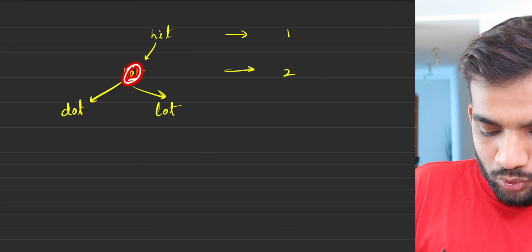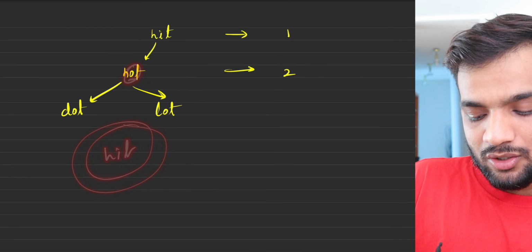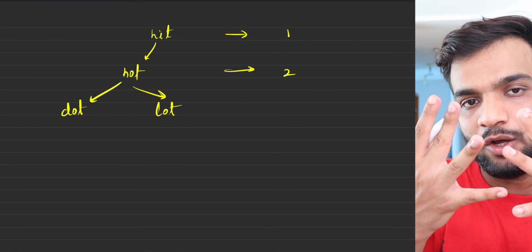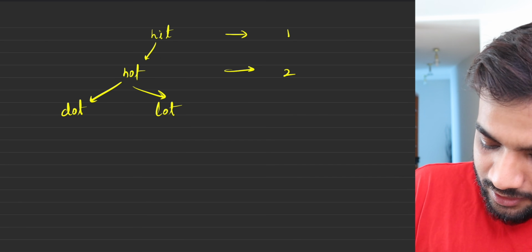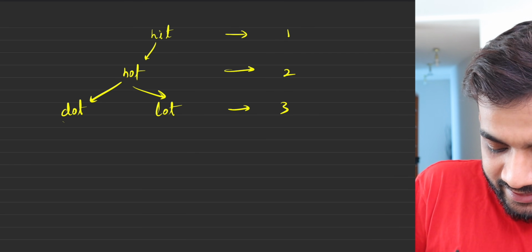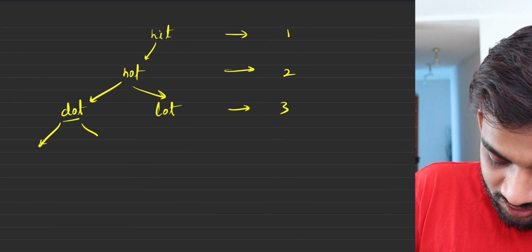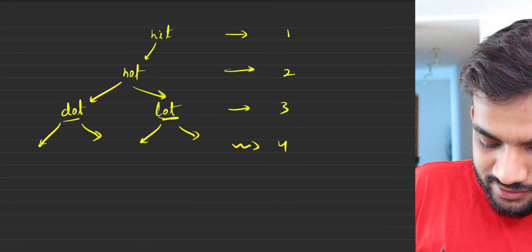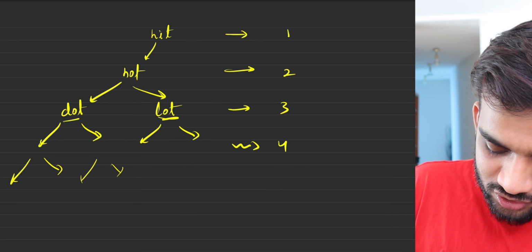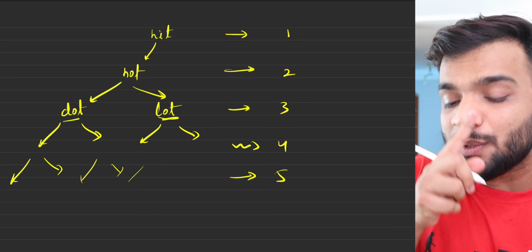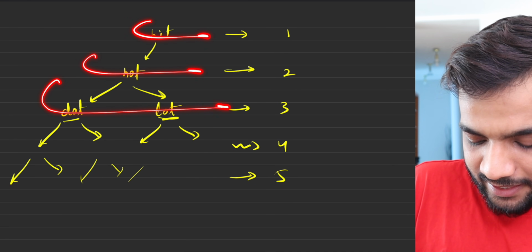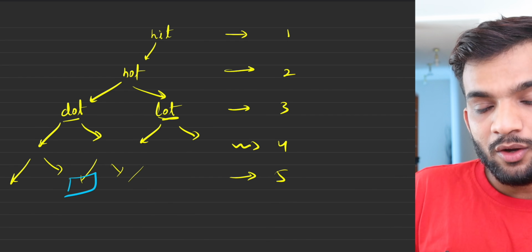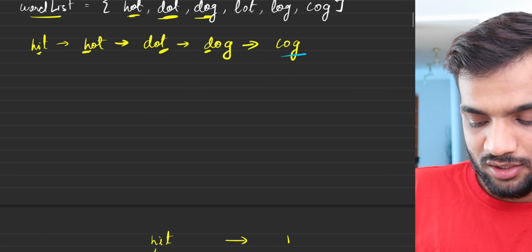I can change this O to I as well, and I'll get HIT. But if I've come down from hit to hot, is there a point in going back to hit? Because that will only elongate the sequence. So apparently, this is step 3. Similarly, I can take dot and I can do the transformations. Similarly, I can take lot and I can do the transformations. And this will be level 4. Similarly, I can just go on doing the transformations, and this will be level 5. Since we are going something like a level, whenever, assume somewhere over here, we reach the particular cog.